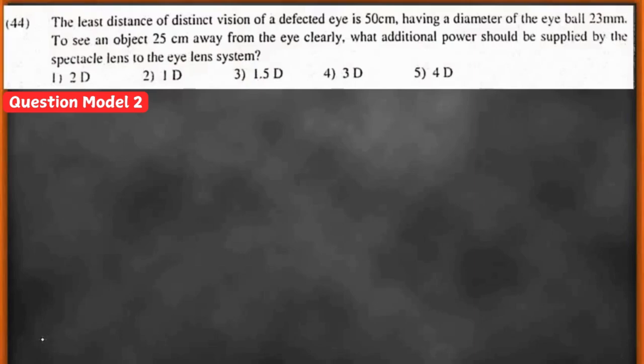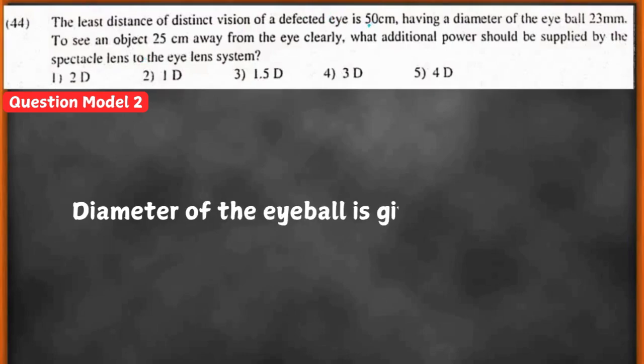This question is actually a bit of a distracting question, because of this point here, 23 millimeters. Let's read the question anyway. The least distance of distinct vision of a defective eye is 50 centimeters, having a diameter of the eyeball 23 millimeters. To see an object 25 centimeters away from the eye clearly, what additional power should be supplied by the spectacle? So they are asking us the additional power, not the eye lens power or anything. If only the eye lens power or something is required, then we need this 23 millimeter value. Otherwise we can apply our very normal method we did.